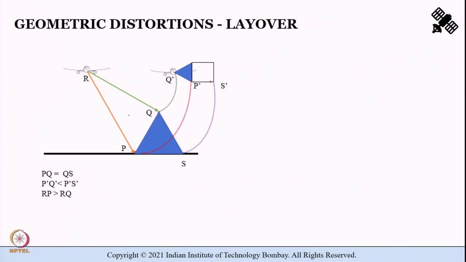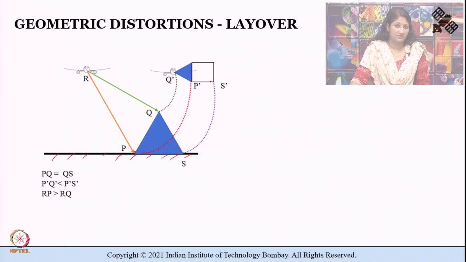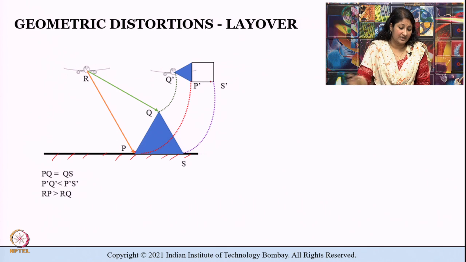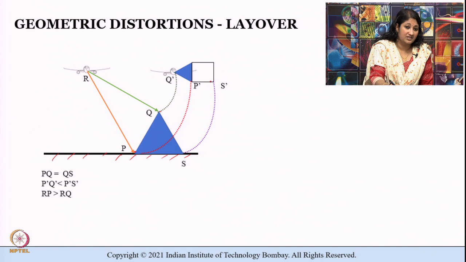So, let us try to understand something known as layover effect. Okay? Layover effect. The schematic explanation of layover is shared here. What you see as a black line is the reference surface, and what you see as a shaded blue triangle represents a steep slope surface, such as the top of the object, which is closest to the instrument.